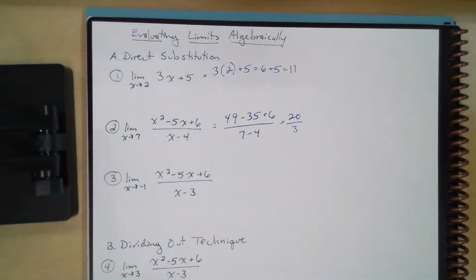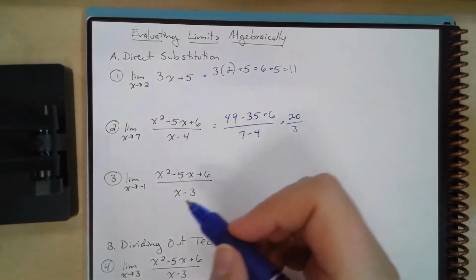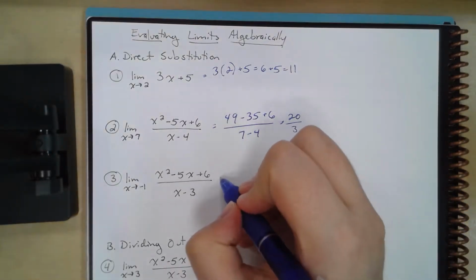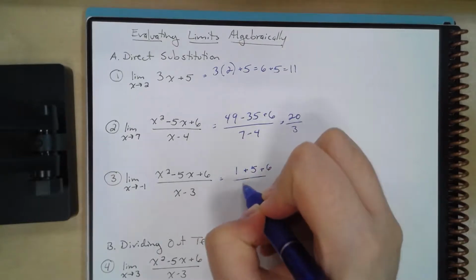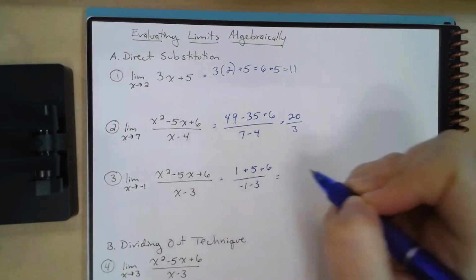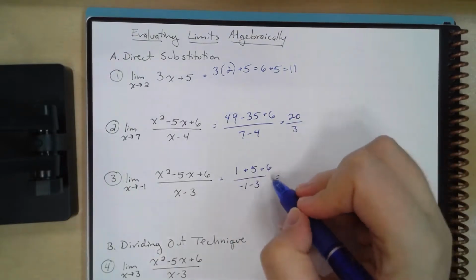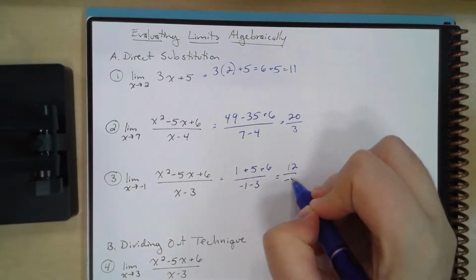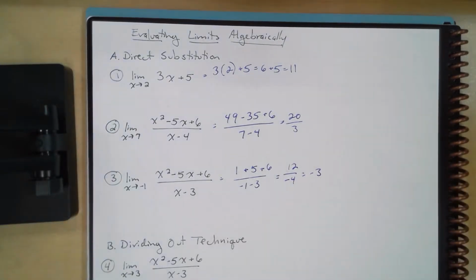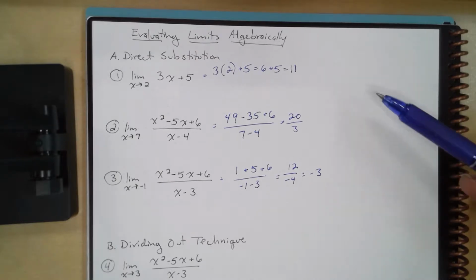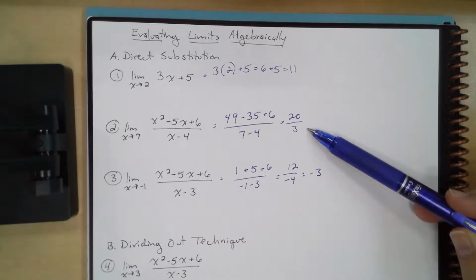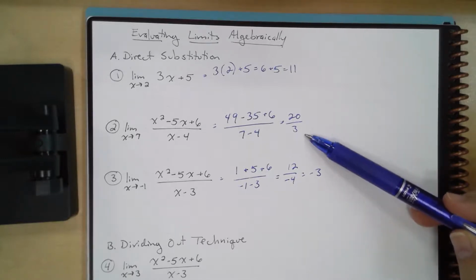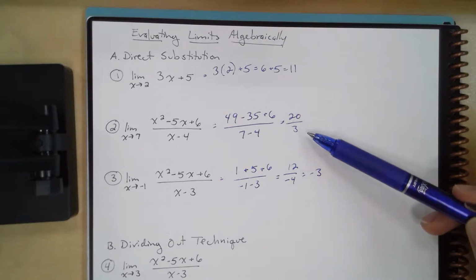And if we look at this last one, we're going to substitute in -1. So -1 squared is just going to be 1 plus 5 plus 6 over -1 minus 3. So we're going to have 12 over -4, which of course simplifies to -3. And actually, if you graph all of these, you'd also be able to see that this is where these limits approach. Now, for this one, of course, it's going to be difficult to find 20/3 on the graph. So that's why evaluating algebraically is going to be much simpler.